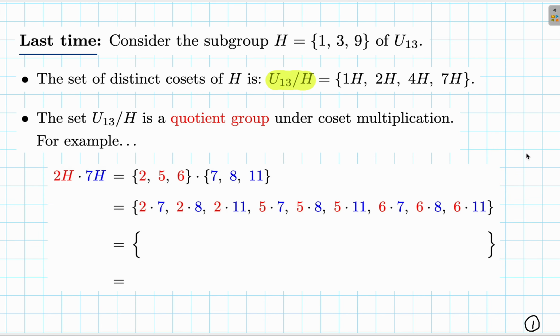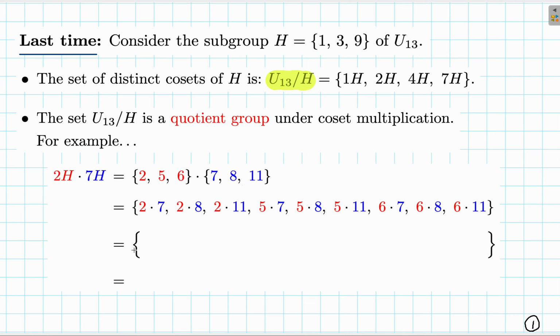So suppose we want to multiply 2H by 7H. And so we have 2H, after all, is a coset, so here are the elements of 2H, and then here are the elements of 7H. And in order to multiply those two cosets, we just multiply every element of 2H by those of 7H. So 2 times 7, 2 times 8, 2 times 11, 5 times 7, 5 times 8, 5 times 11, 6 times 7, 6 times 8, 6 times 11. All of these modulo 13.